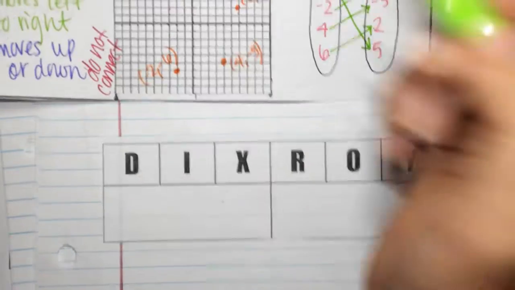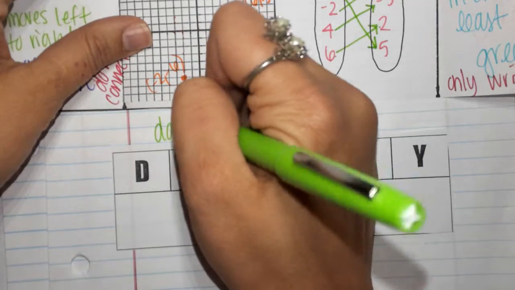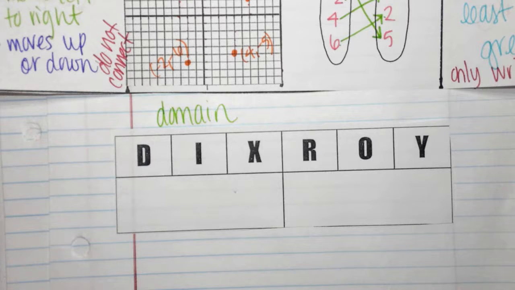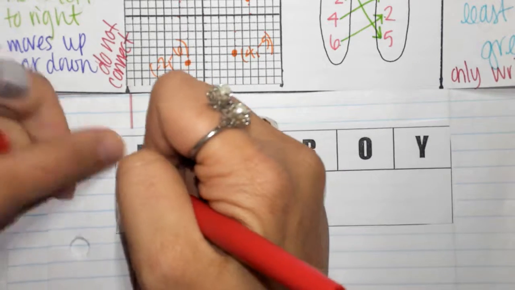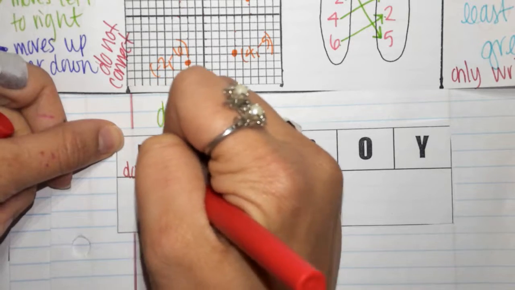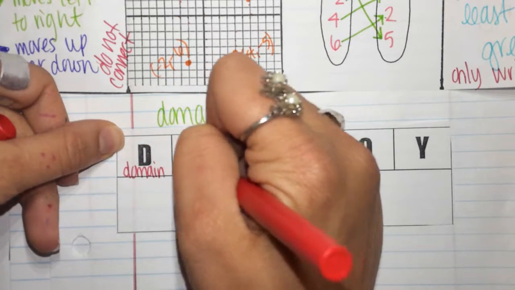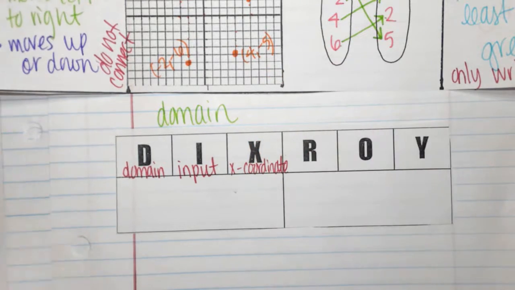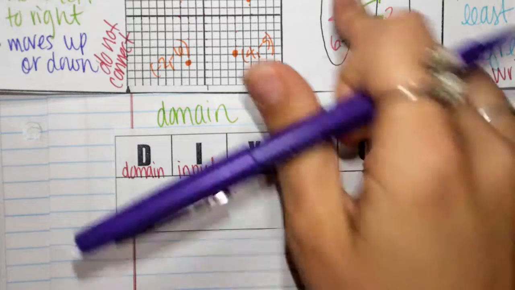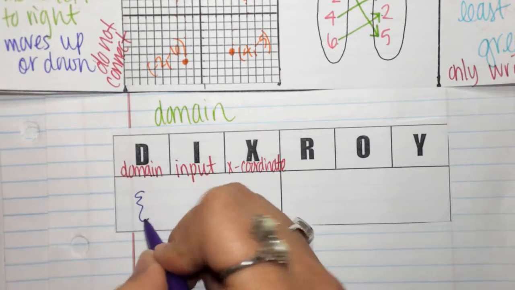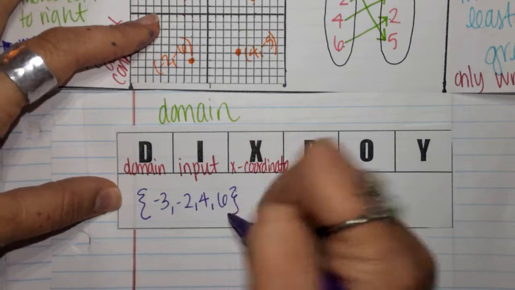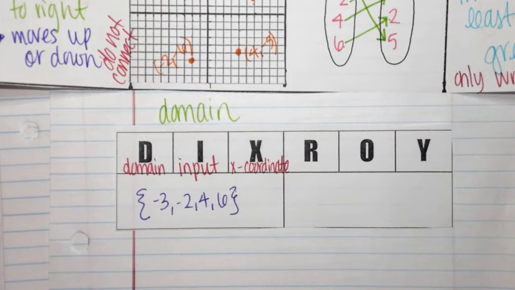Alright, last thing. Domain. So the D stands for domain. The I stands for input. And the X stands for the X coordinates. So when you list them in brackets, what are the X coordinates of this set of ordered pairs, of this relation? Good. Take a point. That's all you have to do.